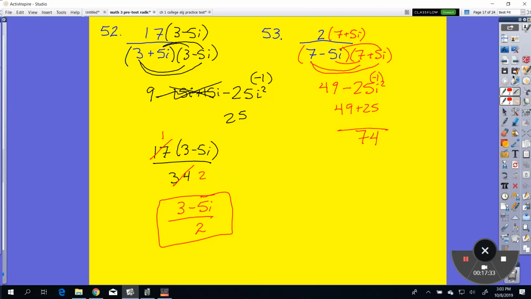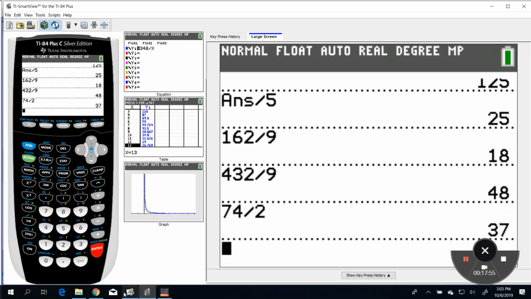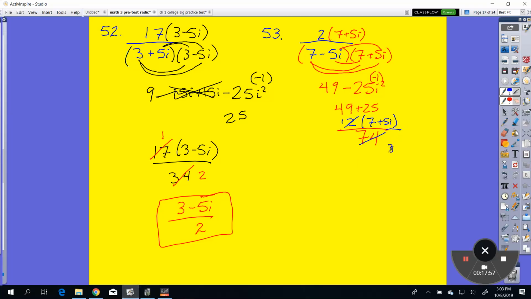And on the top, we have 2 times 7 plus 5i. Since 74 ends in a 4, I know that it's divisible by 2. So the 2 on top divided by 2 makes 1. And 74 divided by 2, just to make sure we do this right, is 37. So my final answer is 7 plus 5i all over 37.